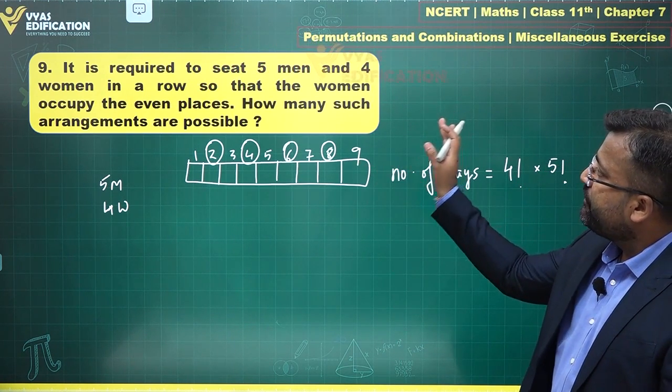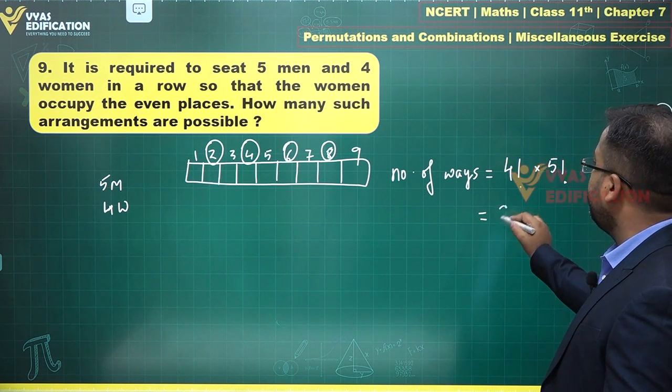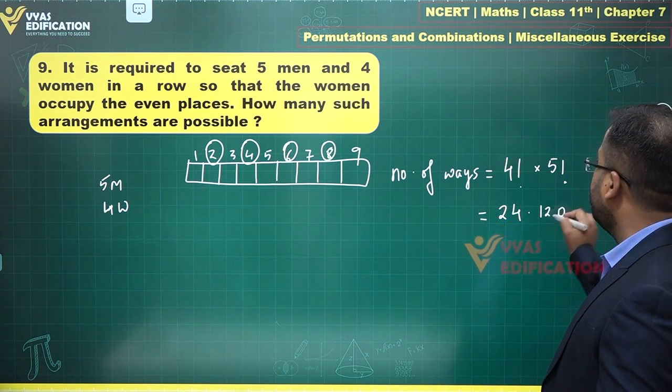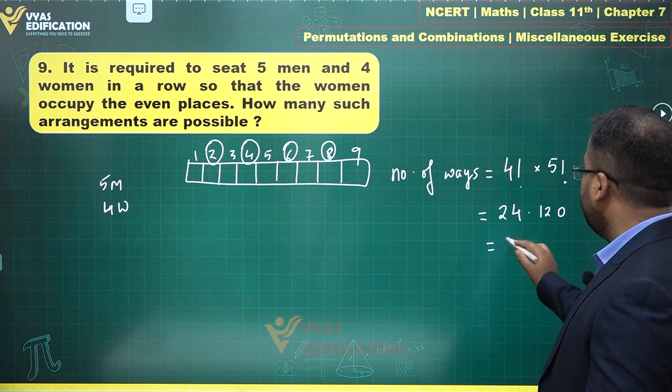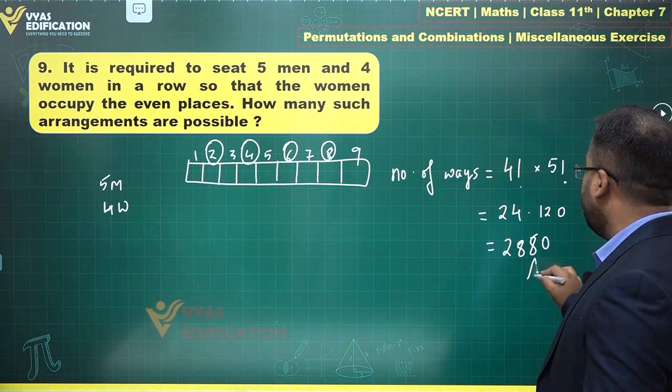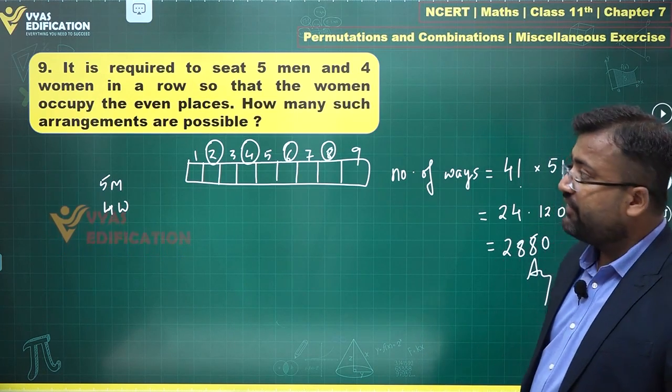5 men, 4 women, women occupy even places, and how many such arrangements? This is 24 and this is 120. What is that equal to? 12 into 12 is 144, into 2 is 2880, and yes, that's my answer for this question. Let's move on to the next one after this.